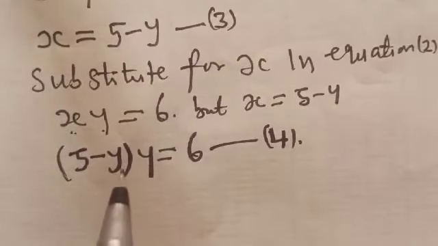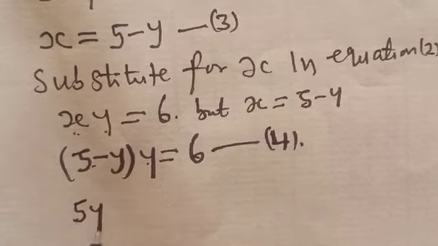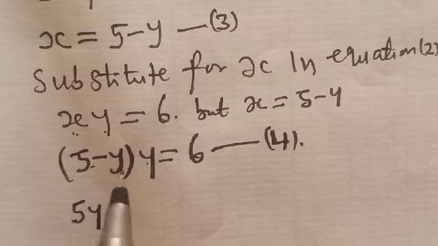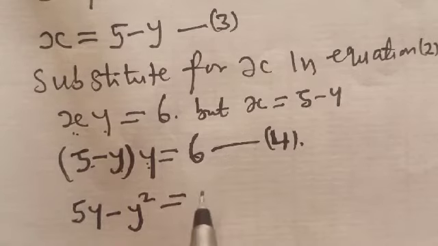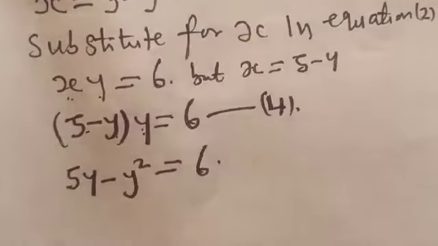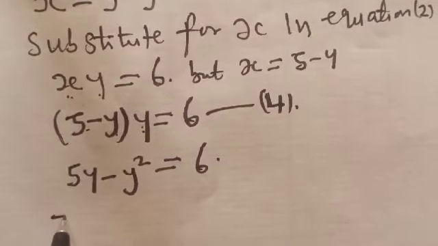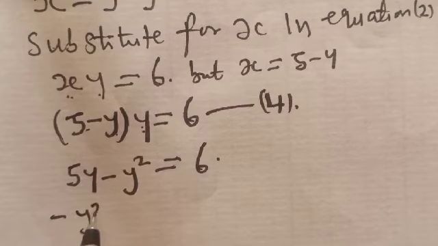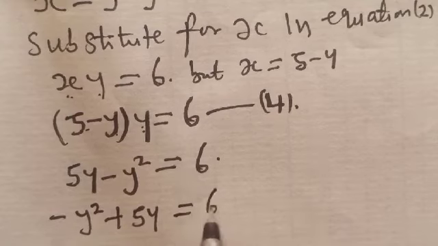Now let's open the bracket. 5 times y, we have 5y, minus y times y, y squared, is equal to 6. This is tending to a quadratic equation right now. Then let's say minus y squared plus 5y is equal to 6.